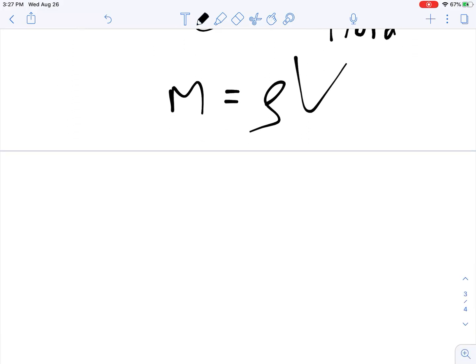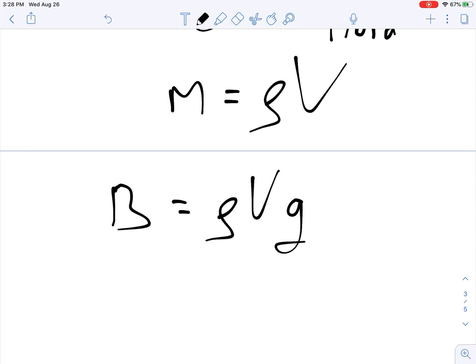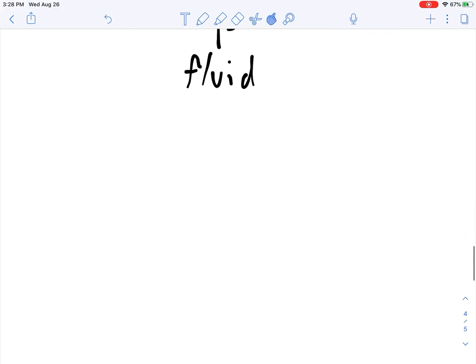So the buoyant force is going to be the mass times g. And to remind you, this is all in terms of the displaced fluid. That is the density of the fluid. That has to be the volume of the fluid, and g, well, we know what g is. Okay? Now, the displaced volume.